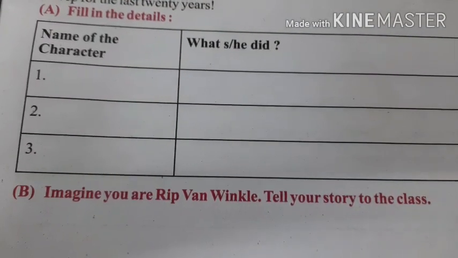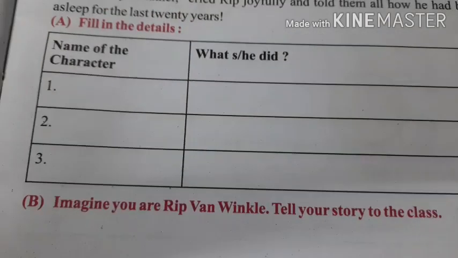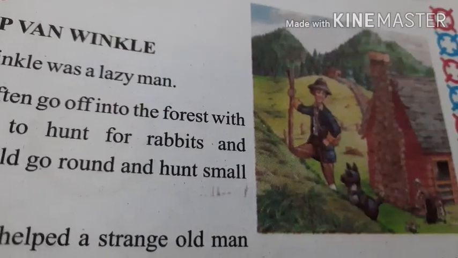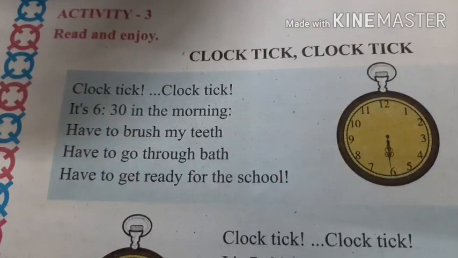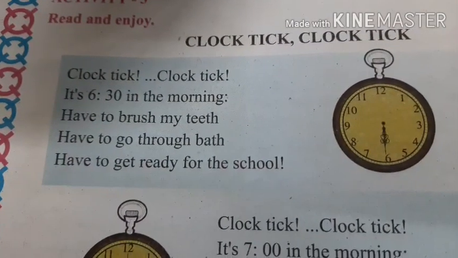Imagine you are Rip Van Winkle. Tell your story to the class. So you have to imagine that you are Rip himself and you have to share the story. Then, coming to activity 3, read and enjoy. There is a nice poem given.